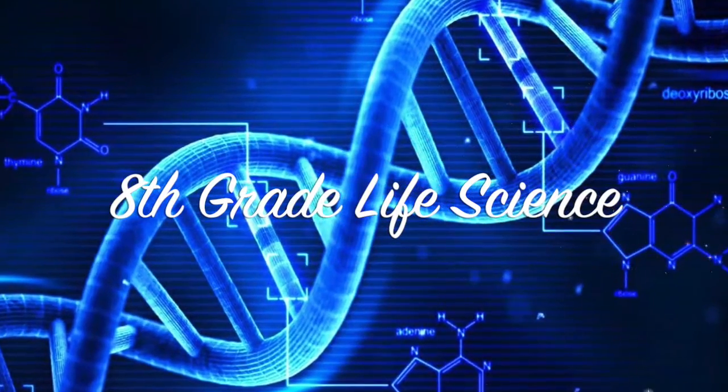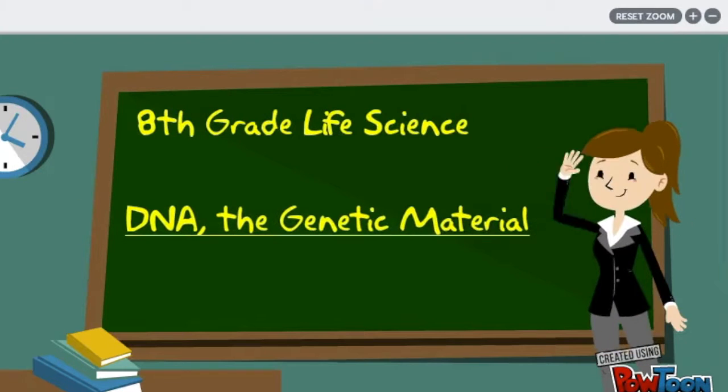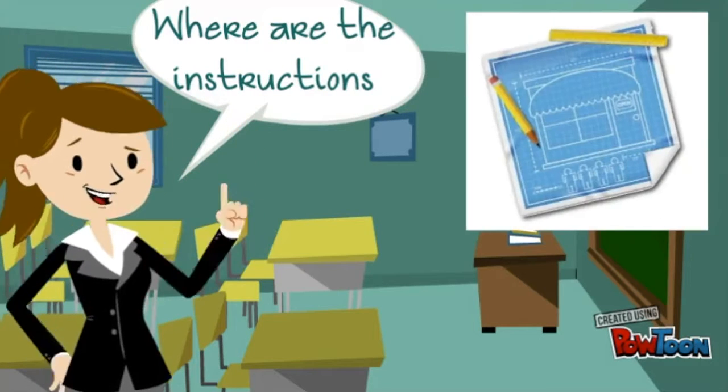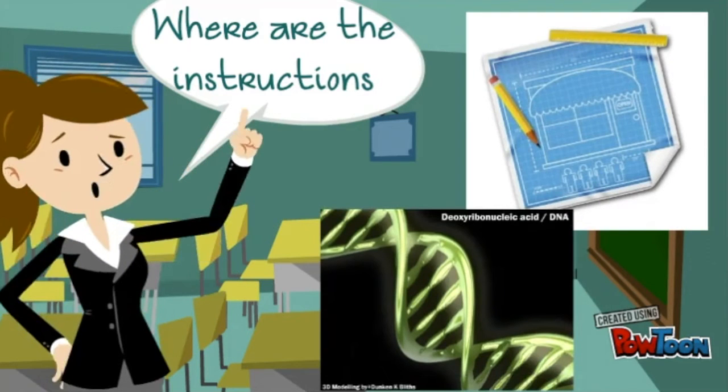8th grade life science. DNA, the genetic material. Where are the instructions? How do your cells know what to do? Just like builders have blueprints to tell them how to build a house, your cells also have instructions. Your cells' instructions are molecules of DNA.